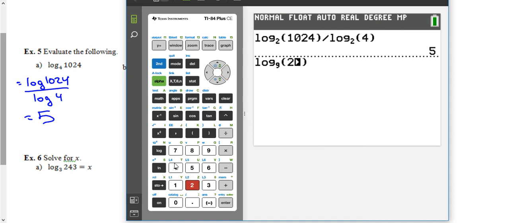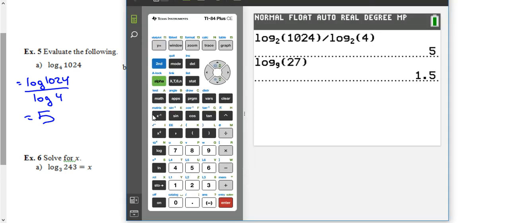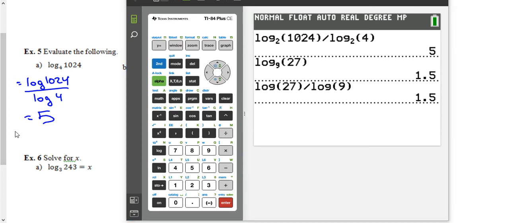Log base 9 of 27 is equal to 1.5. So here we have an answer of 1.5. And again, of course, if you couldn't remember where your log base button is, just use your log button. So it's going to be log 27 divided by log 9, and you should get the same answer, 1.5, both ways.